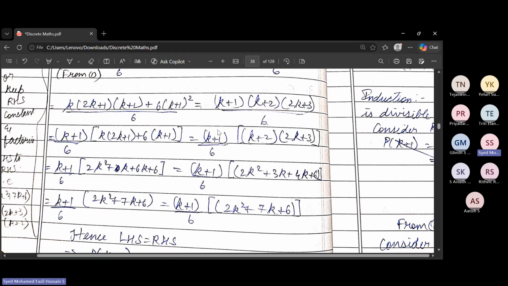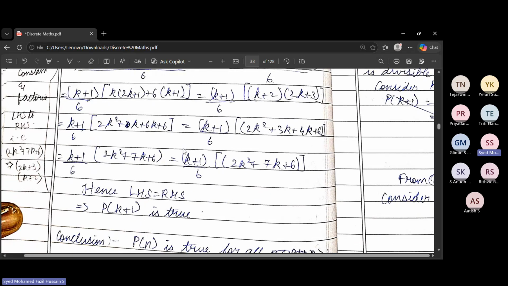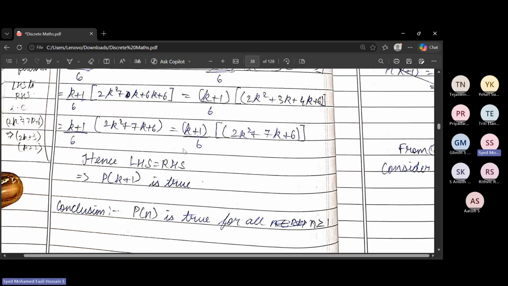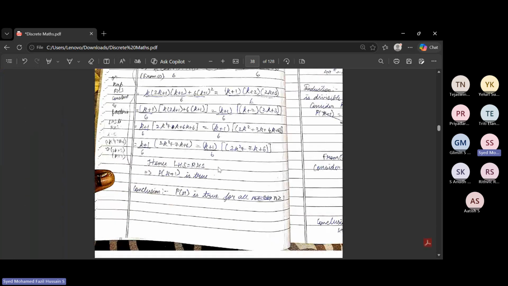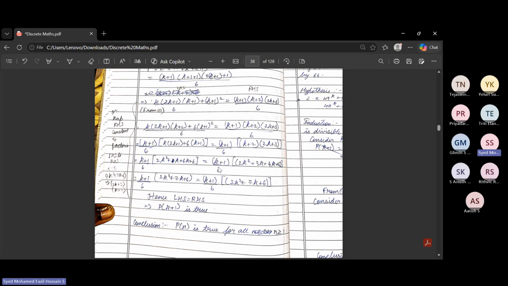And we have proved that after adding that 6 times k plus 1 the whole square in the first statement, both statements get equated. Then LHS is equal to RHS. So we can conclude that P of n is true for all n. So in the induction step, we must be mindful of that. We have to prove that the base case is true, and then we form a hypothesis that P of n is true, and then we just have to induct it. That is, we have to prove that the next statement is also true.